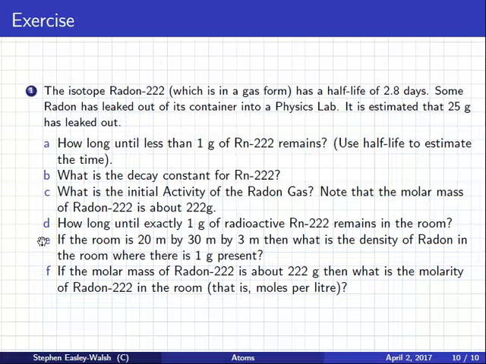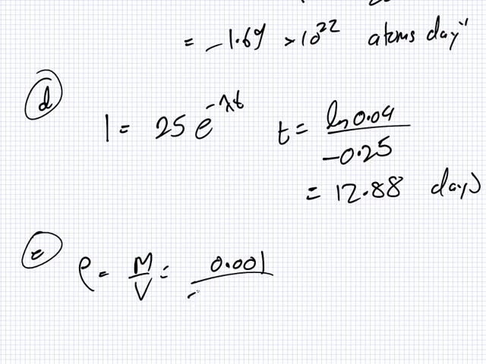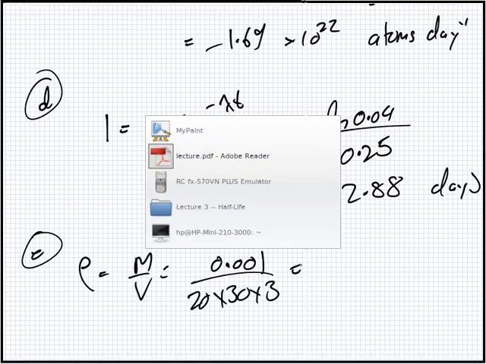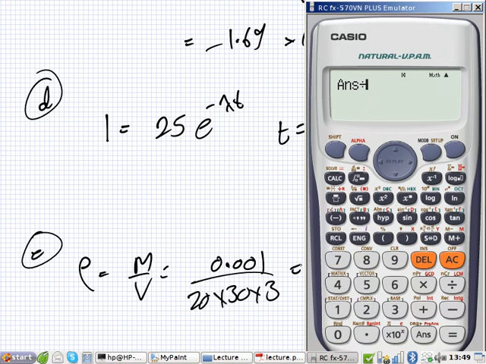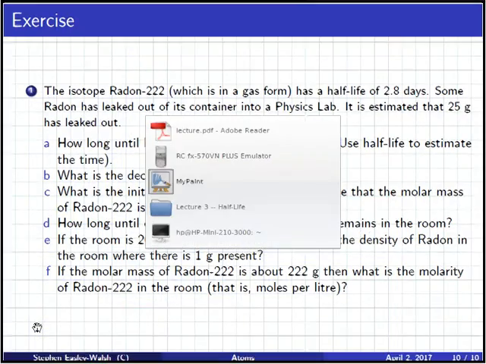Okay, and then lastly here, E: what is the density of radon in the room when there's 1 gram present? And I give you the size of the room, it's 20 by 30 by 3. So what's the formula for density? Density is mass over volume, which is 1 gram over 20 by 30 by 3, the size of the room. So that will be a very small number. Very small. 5.56 times 10 to the minus 7 kilograms per meter cubed.